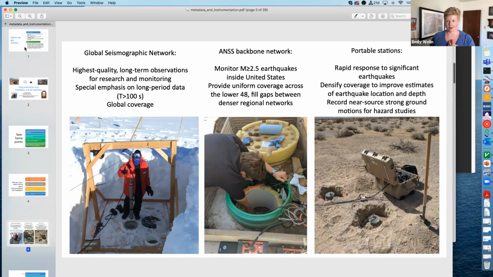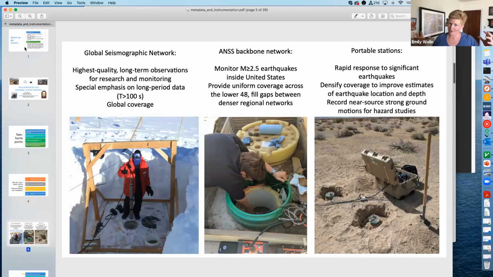When I say long periods, I usually mean periods of about 100 seconds and above, right? That's a pet peeve of mine. We'll go over that later. Always say what you mean when you say long period or high frequency or something like that. But anyways, this is a network designed to provide global coverage for these mostly long period data.